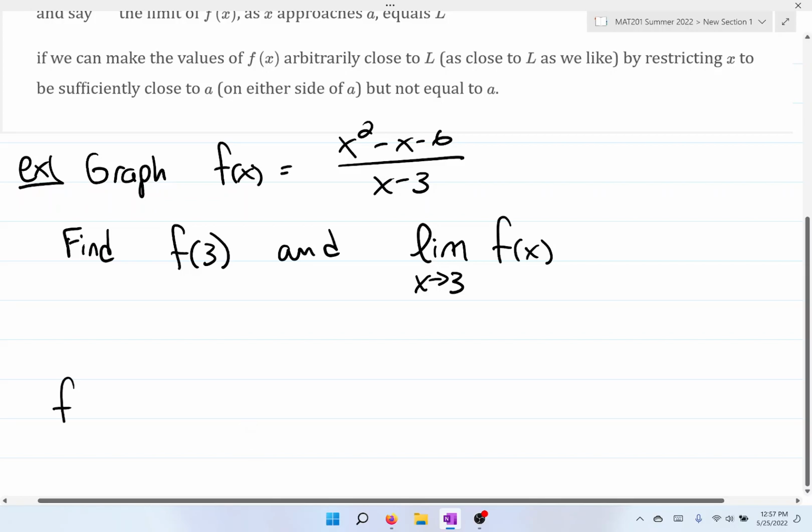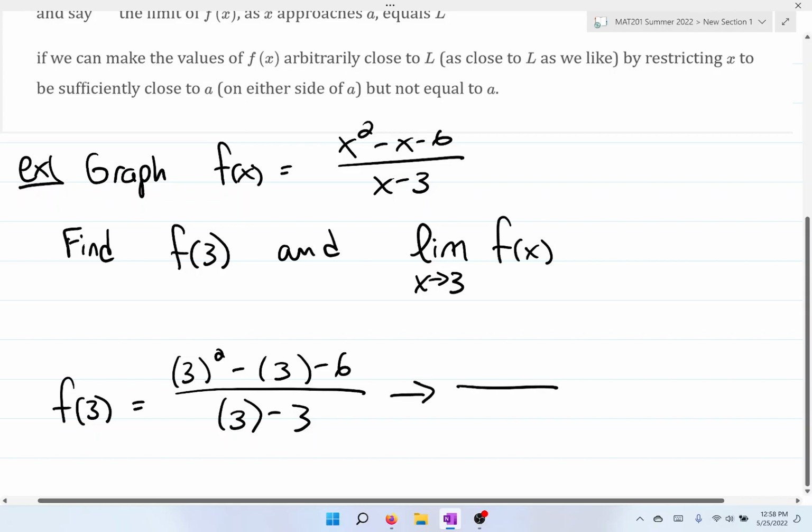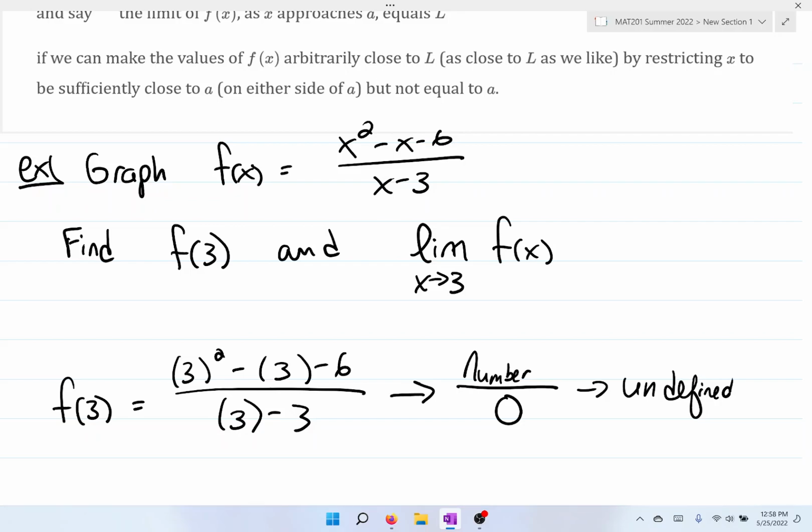And what you should notice is that when I evaluate f of 3, let me write this out real fast, and I substitute in my 3, I'm not even going to worry about the numerator because instantly I see in my denominator, I get a 0. And anytime I have a number or a value divided by 0, we call that undefined. Now, that means there's no solution, correct?